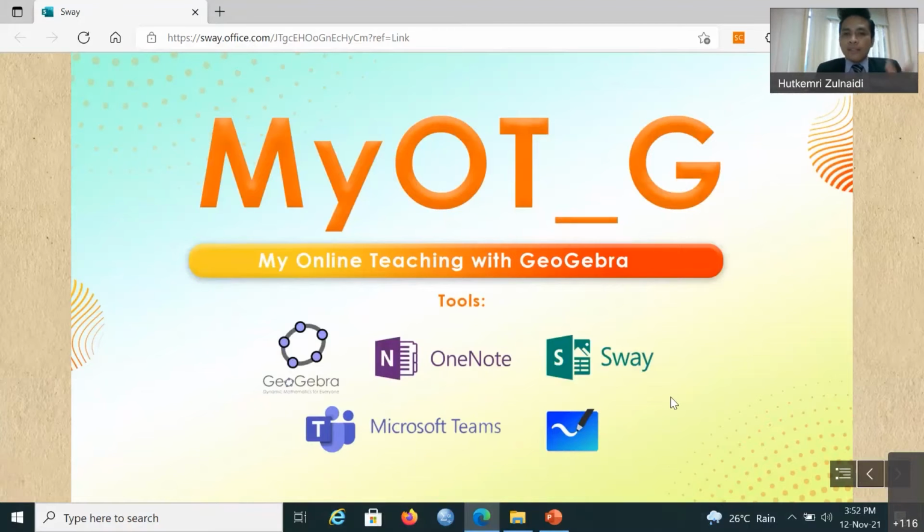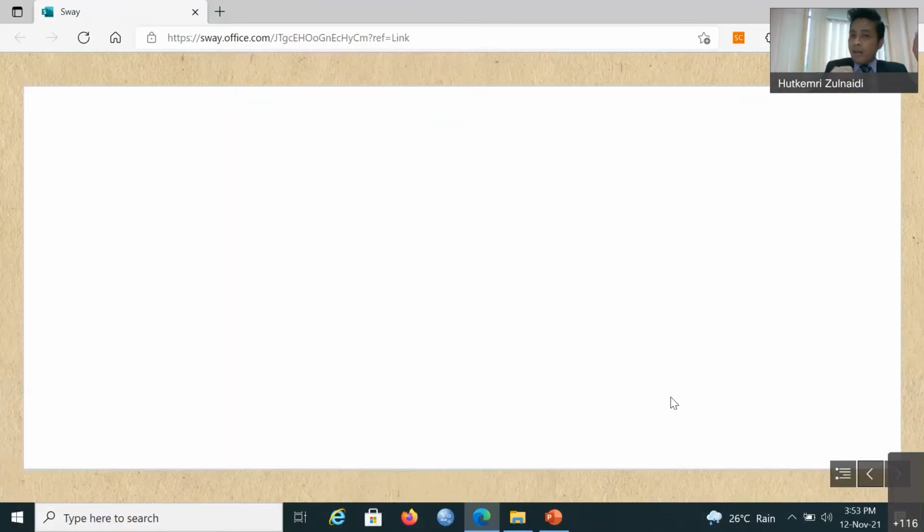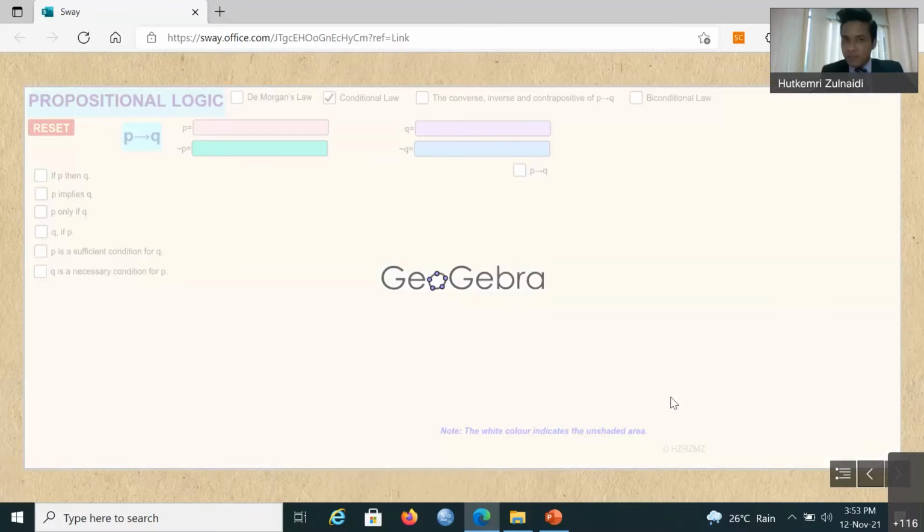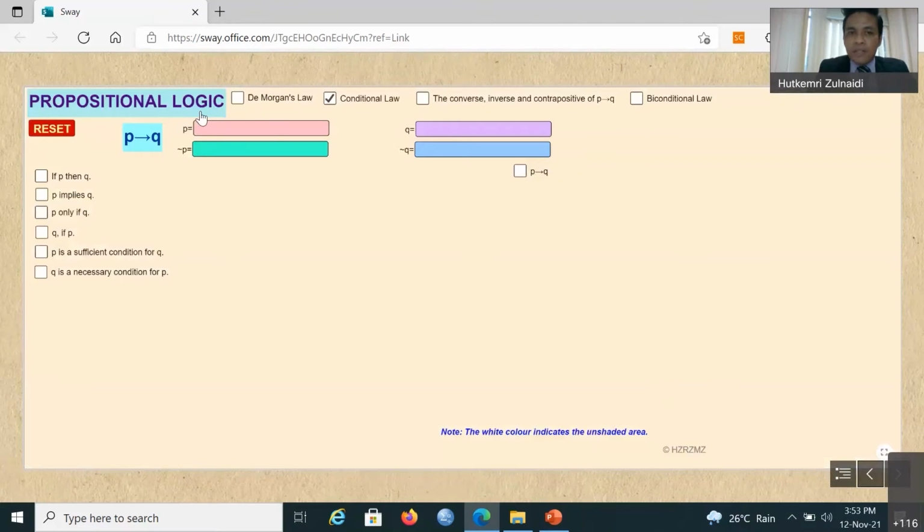We use all of these together in the process of teaching and learning, in how we use My-OTG. Now we link GeoGebra in this way when we introduce it to the students. For example, we have already created an activity using GeoGebra on the topic of propositional logic. We have De Morgan's law, the conditional law, the converse, inverse, and contrapositive, and the biconditional law.